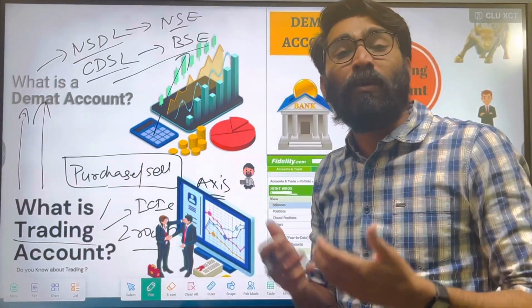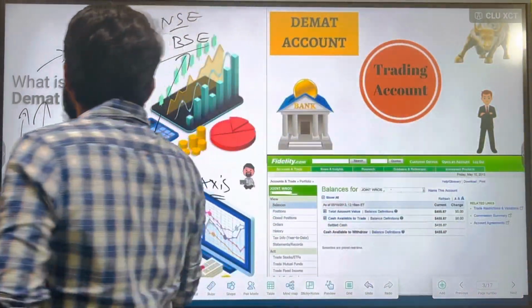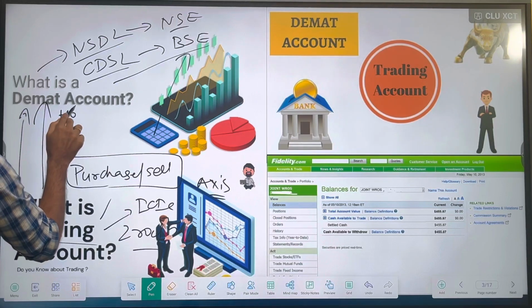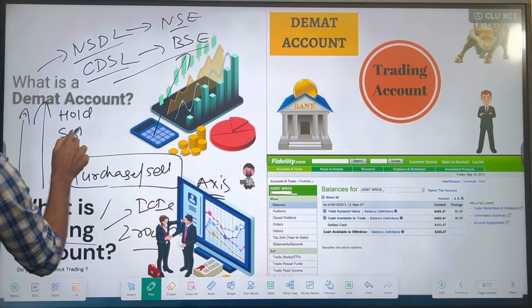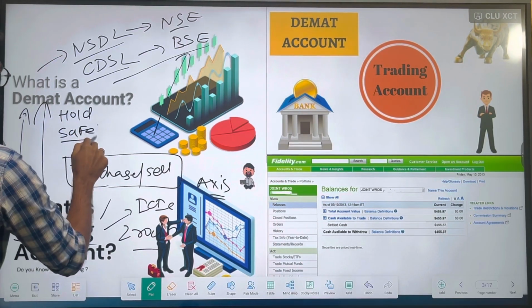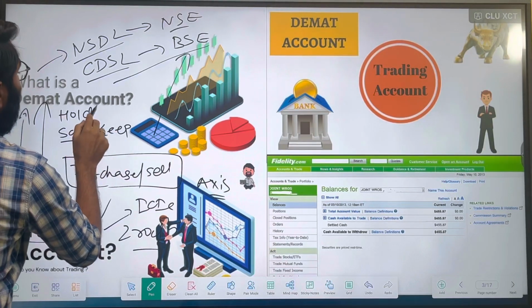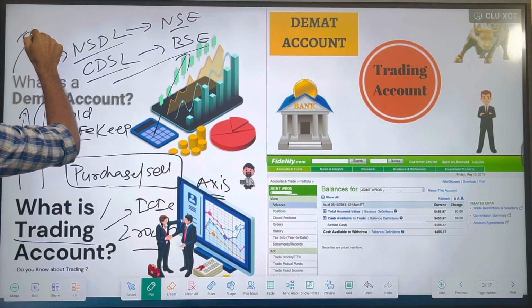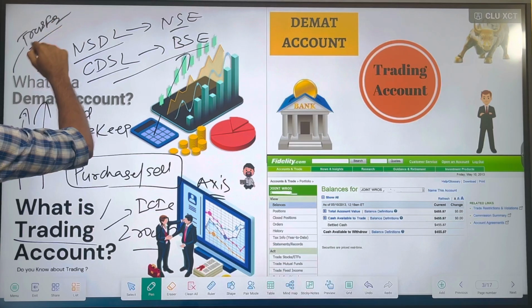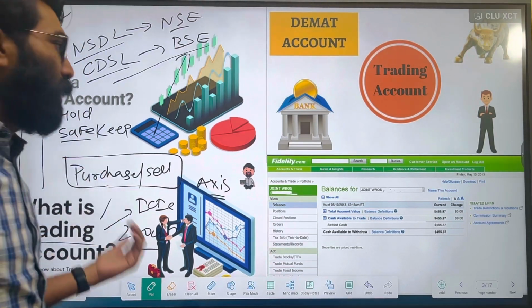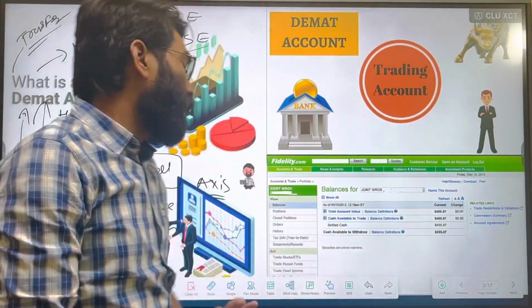So what is the main purpose of a Demat account then? The main purpose of a Demat account is to hold the securities, to safekeep them, where you can store the securities for safekeeping, and you can transfer the securities as well if you want. Those are the purposes, where you transfer securities from one account to another account.